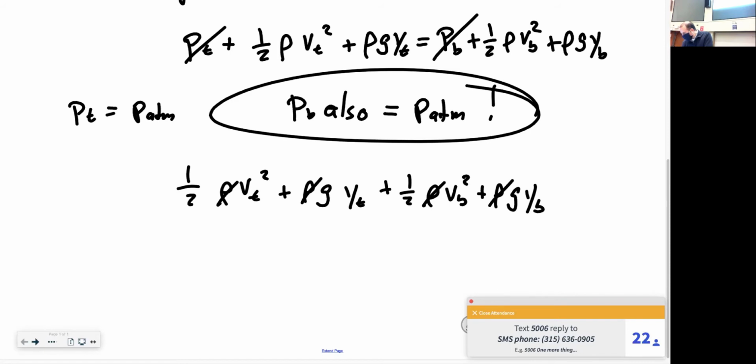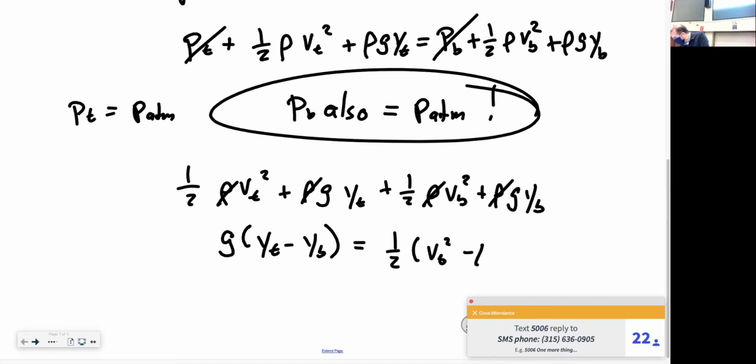So let's gather all the y terms on the left, and let's gather all the v terms on the right. We get this: yt minus yb times g equals 1/2 the difference in the square of the velocities, vb squared minus vt squared.